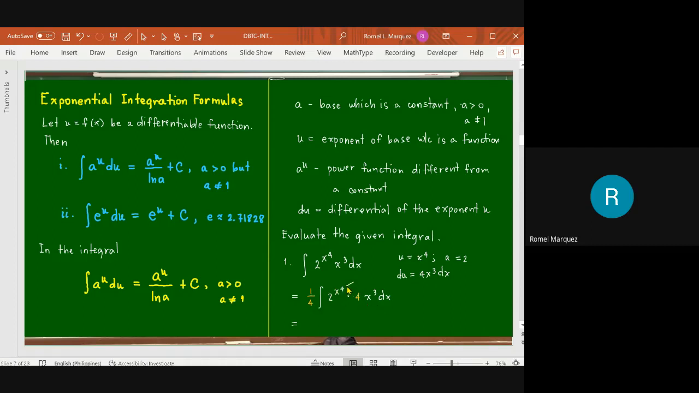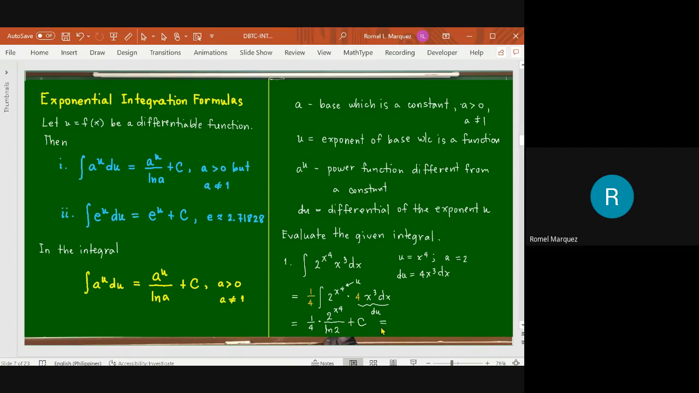So what is this, guys? This is u, not du. What about this? This is du, no? So what's the answer? 1/4 integral of a to the u du is a to the u over ln a, but what is our a? 2, and then plus c.